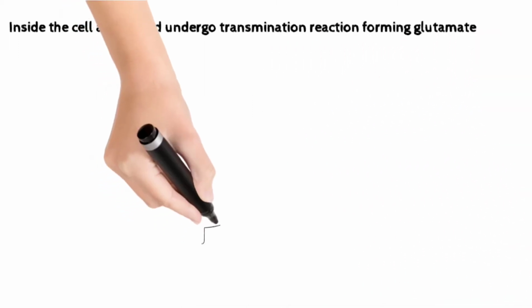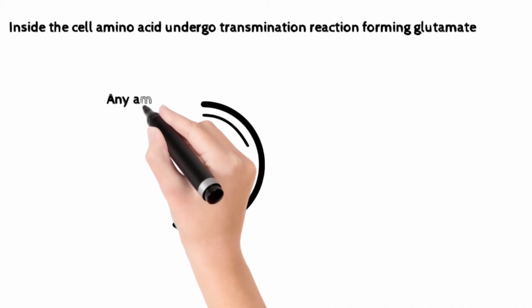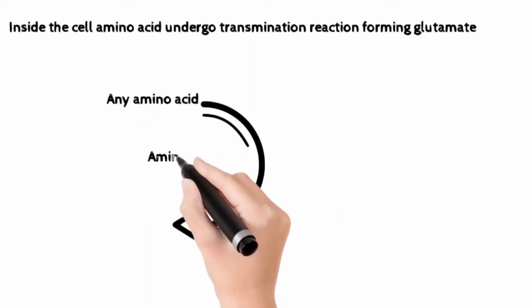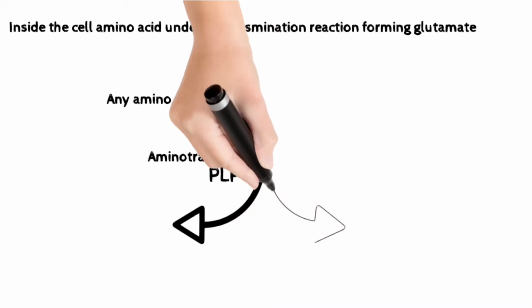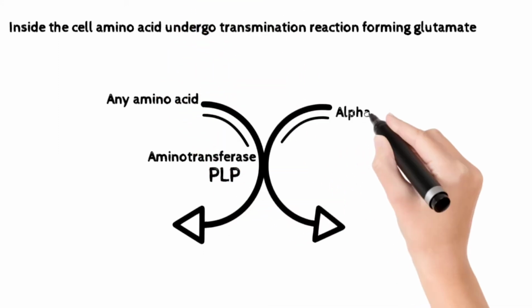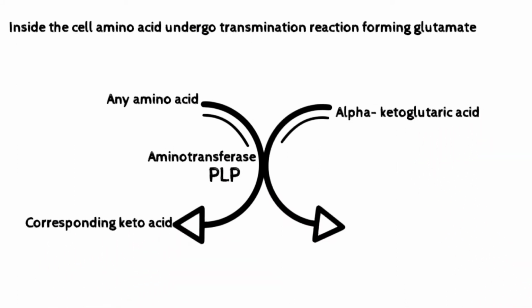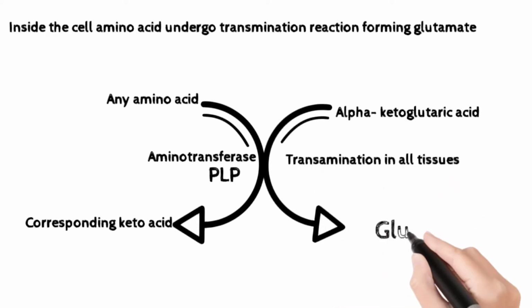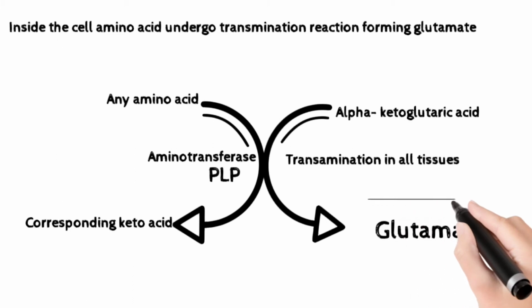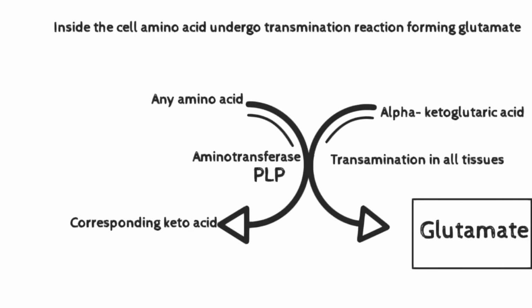Mechanism. Inside the cell, the amino acid undergoing a transamination reaction gives its amino group to alpha-ketoglutaric acid to form glutamate. These transamination reactions are catalyzed by a special group of enzymes called aminotransferases. Pyridoxal phosphate acts as its prosthetic group. Thus alpha-ketoglutaric acid takes up the ammonia from the amino acid undergoing transamination and gets converted to glutamate. Alanine is transaminated by alanine transaminase and aspartate by aspartate transaminase.